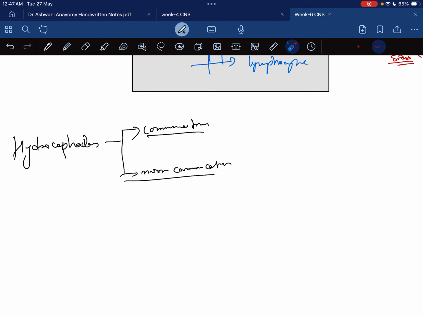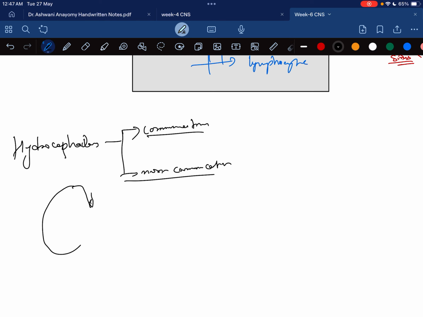Now we are moving on to the ending of this lecture. We have discussed communicating and non-communicating hydrocephalus. There is a build-up and swelling. If the patient is a neonate, the sutures have not closed, so there is enlargement of the skull. If the patient is an adult, there is a decrease in the mass of the cerebrum.